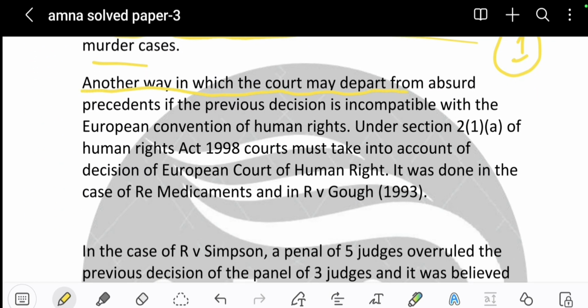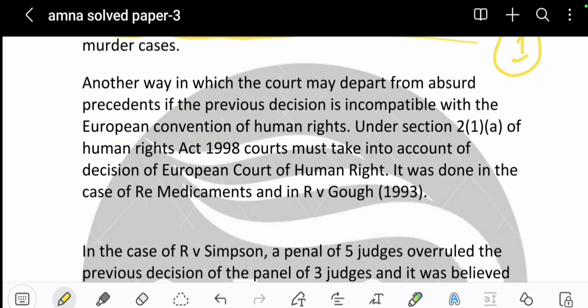Another way in which the court may depart from precedent is if the previous decision is incompatible with the European Convention on Human Rights. So now I have mentioned the European Convention of Human Rights. If any decision goes against or interrupts this European Convention of Human Rights, then these types of decisions may not be accepted by upcoming judges. So basically, if there's any precedent or any kind of decision that was made against the European Convention, at this point the future judges should not be bound to follow the previous decision. Okay, so if you add the European Convention of Human Rights, you will definitely get 1 mark from adding this point as well.